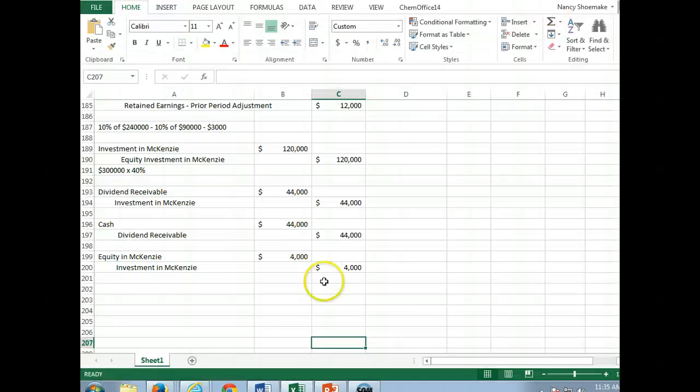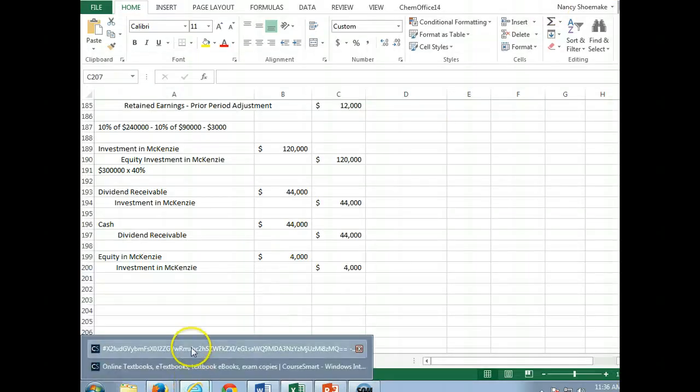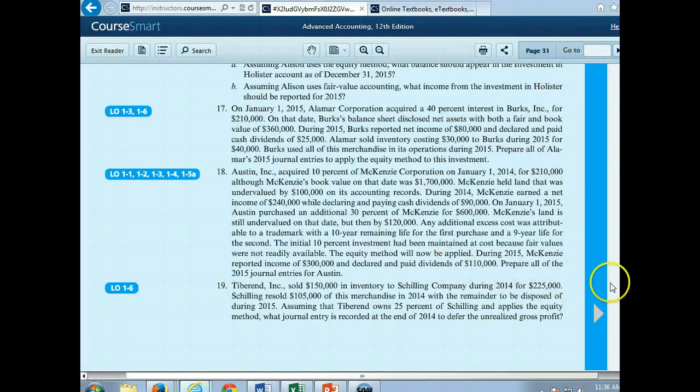So for 19, it states Deferring Inc. sold $150,000 in inventory to Schilling Company during 2014 for $225,000.